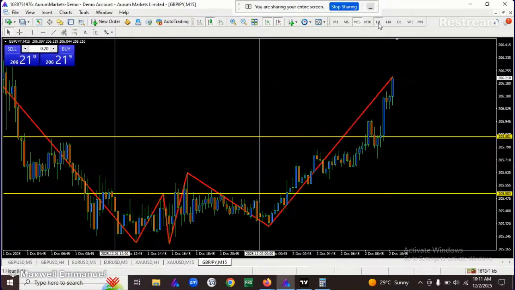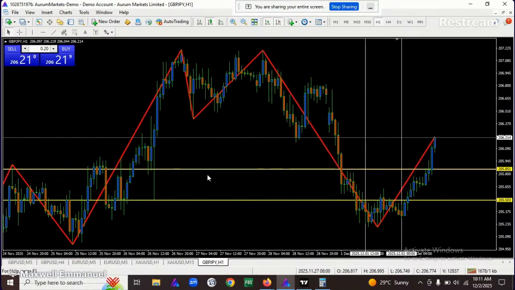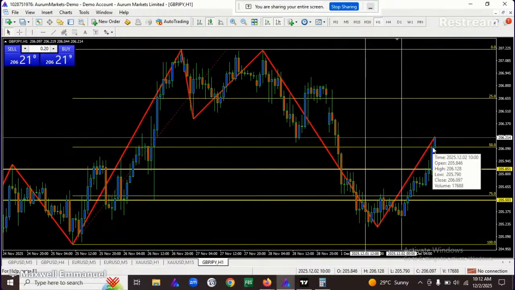Also, if you go down to 1 hour, another reason for not selling GJ, though the market opened below the average price, is that if you apply your Fibonacci from this swing low to this swing high, you can see that price is at a discount. At a discount, you don't look for opportunity to sell. You look for opportunity to buy. Now I'm buying with the hope that price will pull back to the premium area.